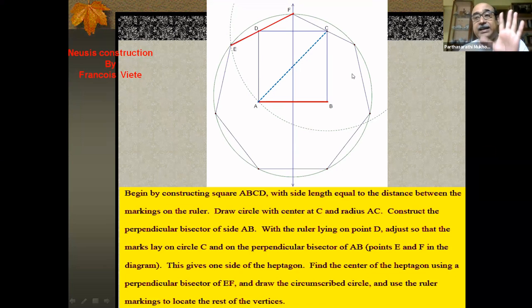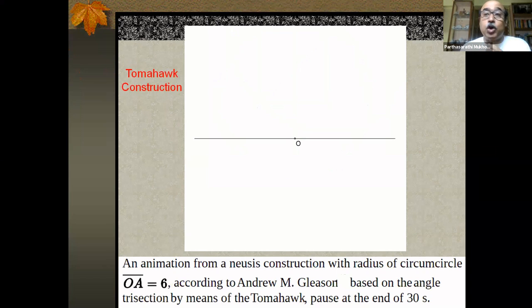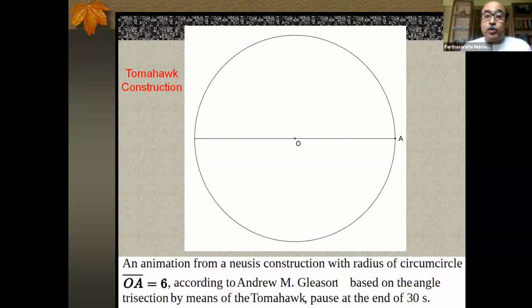Again, there is a proof of that. It can be done, all are available. I'll give you the references later on. It's a beautiful, simple construction of a regular heptagon, but by using neusis. There's another one here, tomahawk construction. We now know what is a tomahawk.